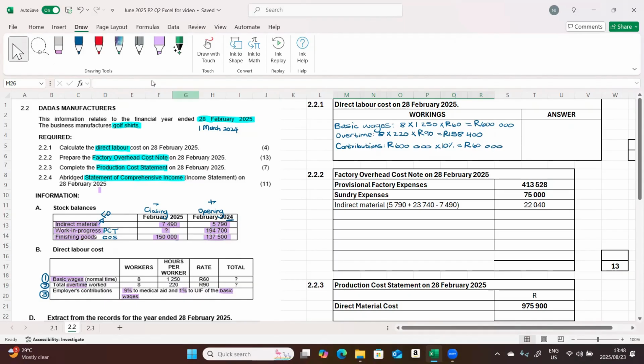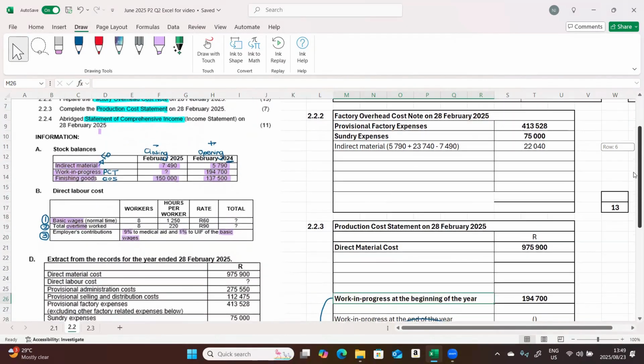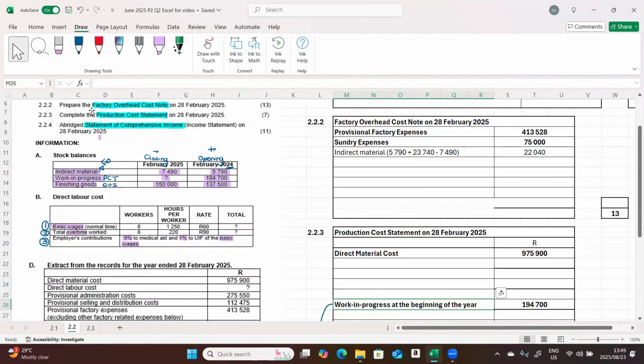So there we have our final answer for direct labor cost, and that is going to be 818,400 Rand. There you have your 4 marks for 2.2.1. Done and dusted. I hope you guys understand that as well. All right, then we move on to 2.2.2, and over there they ask us to prepare the factory overhead cost note.